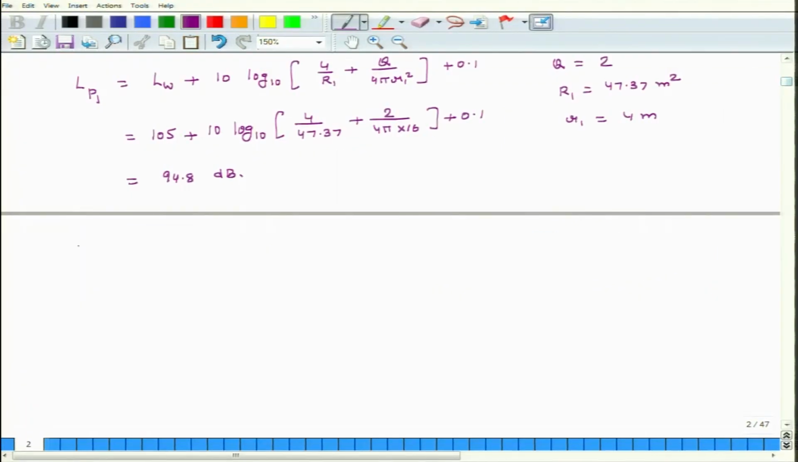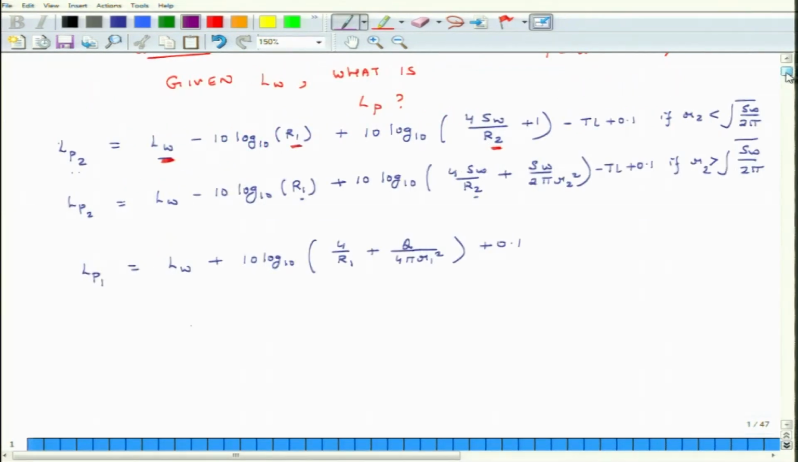So, our next step will be to compute LP2. Now, we know that the relation for LP2 can have two possible relations, right. The first, if you go back to our problem, if R2 is less than this parameter SW divided by 2 pi, then we use the first relation, and if it is more, then we use the second relation. So, let us calculate what is R2, and then we will make a choice whether we want to use the first relation or the second relation.